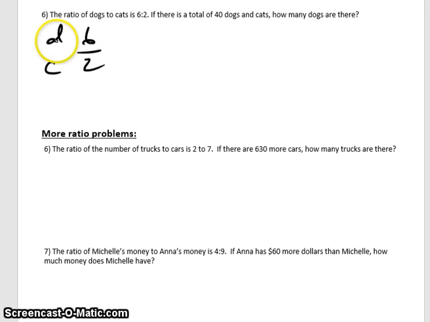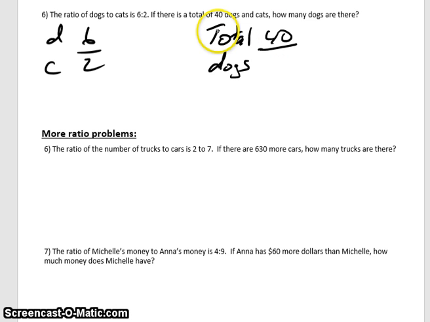All right, so a total of 40 dogs and cats. 40 dogs? No. 40 cats? No. So this is when I have to rewrite. I have to involve total because they've given me total, and I want to know how many dogs there are. So I'm going to need dogs. I don't know how many dogs there are, but in my original ratio, I know there's a total of 8. 6 plus 2 is 8. And then how many dogs were there? Well, there were not 2.